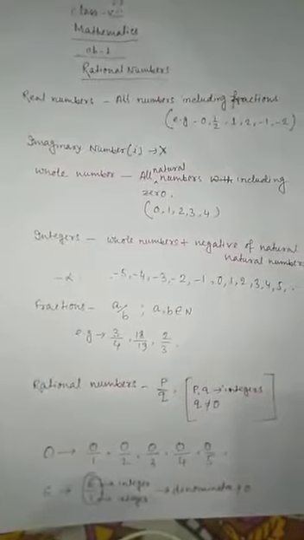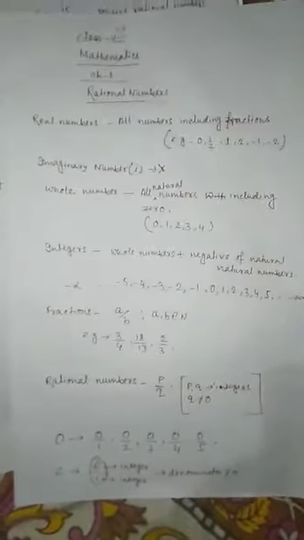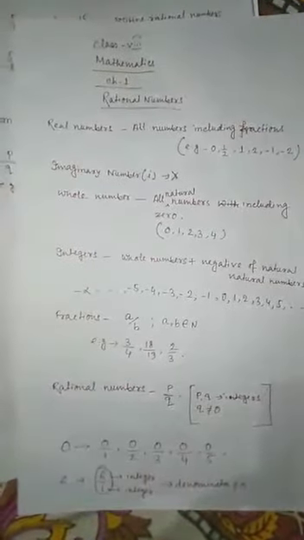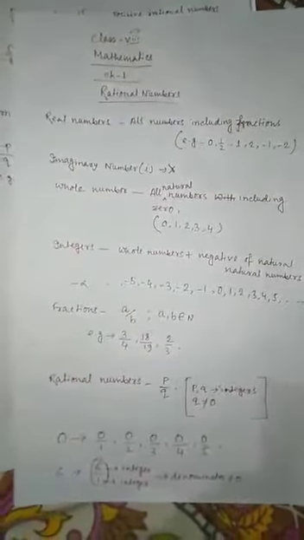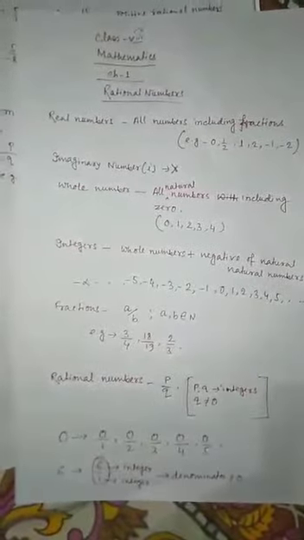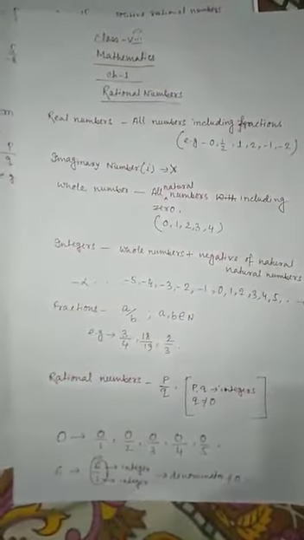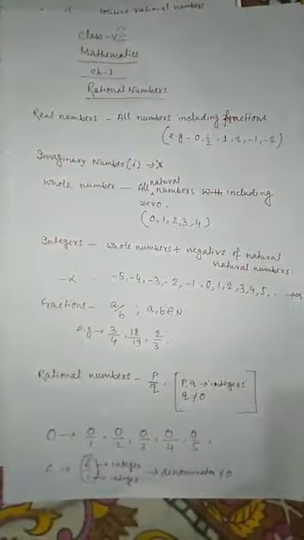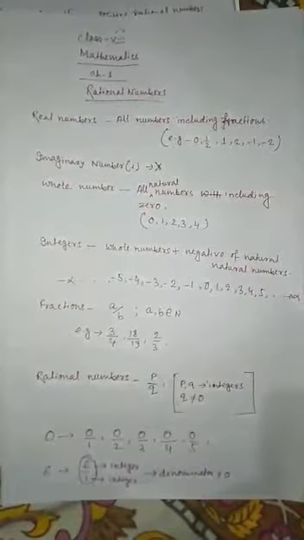All numbers including fractions, that means 0, half, 1, 2, -1, -2, they all are real numbers. We all know that. And what is an imaginary number? An imaginary number is denoted by i, and it is not included in our syllabus, so we can skip it. And then what are whole numbers? All natural numbers including 0.